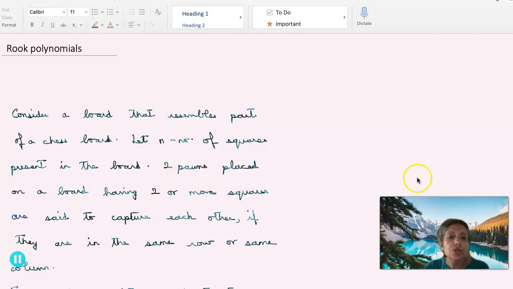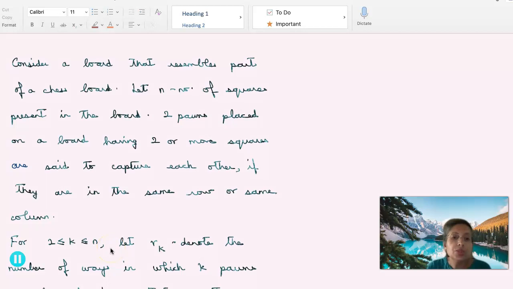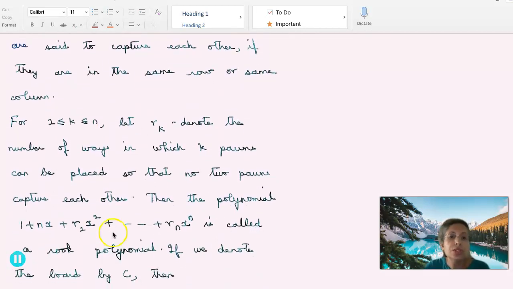Two pawns placed on a board having two or more squares are said to capture each other if they are in the same row or same column. So for k lying between 2 and n, let Rk denote the number of ways in which k pawns can be placed so that no two pawns capture each other. So basically, when are two pawns said to capture each other? When they are in the same row or same column.